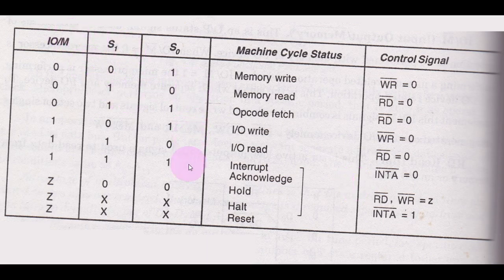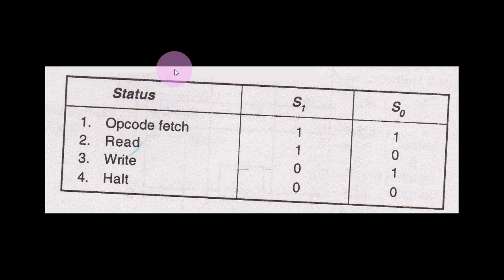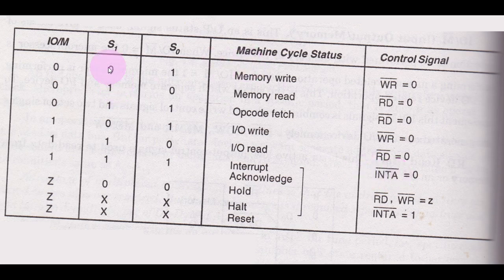So now if you want to write something into memory, this M bar should be equal to 0. So that is why this bit is 0. Similarly, S1 should be 0 and S0 should be 1. Then only we can perform the write operation. So you can see here for write operation, S1 is 0 and S0 is 1. That's why we are able to perform the write operation. But which write operation? Because this memory bar is 0, we are performing the memory write operation.